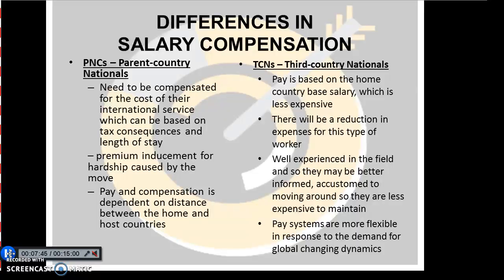Now, for the third country nationals, the pay is based on the home country base salary, which is less expensive for the corporation itself. There will be a reduction in the expenses for this type of worker, mainly because this type of worker is well experienced in this field and they're informed, so they're accustomed to moving around, and so there's less expense in having to maintain this type of national. So the pay system then is more flexible in response to the demand for the global dynamics of this type of worker, the third country national worker.